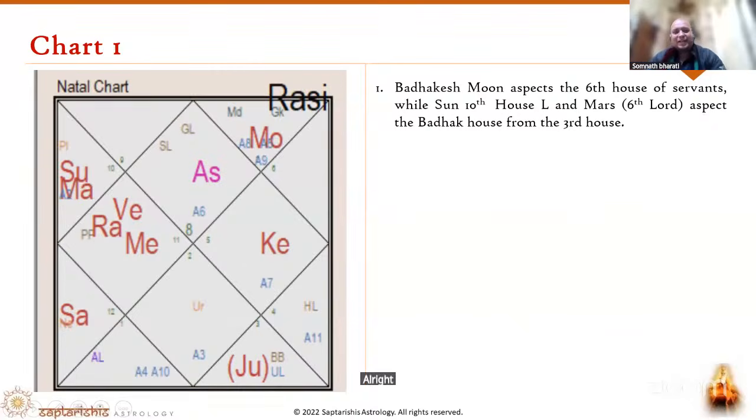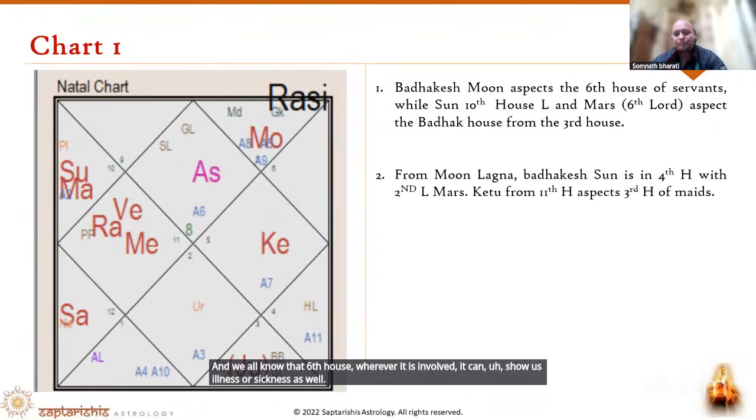All right, so we are back. So for this Scorpio Lagna, our ninth house is our Badhak house. We can see the Lord Moon is sitting in the 12th house. So it is directly aspecting the sixth house of servants. We can also see Sun as the 10th Lord and Mars as the sixth Lord sitting in the third house of maids or servants again. And we all know that the sixth house, wherever it is involved, can show us illness or sickness as well.